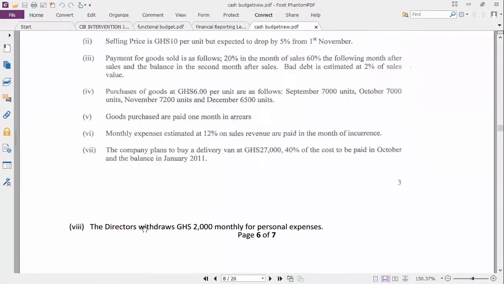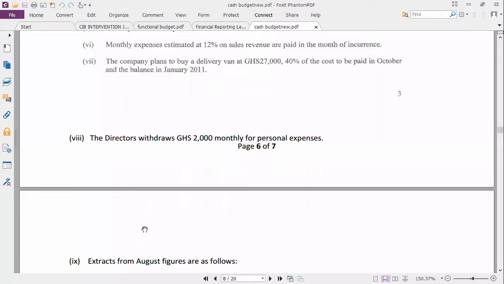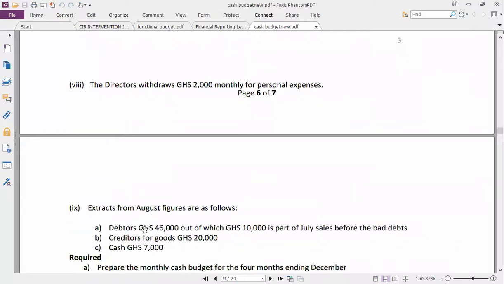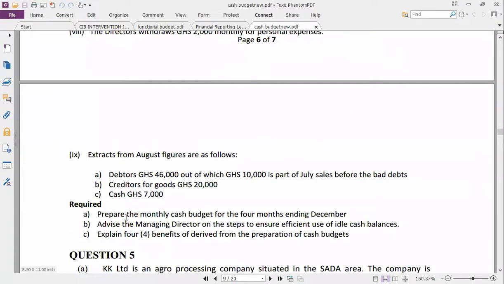Kindly try. And for those of you who try, smile. Realize that you were asked to prepare the monthly cash budget for the 4 months ending December: September, October, November, December. Good.